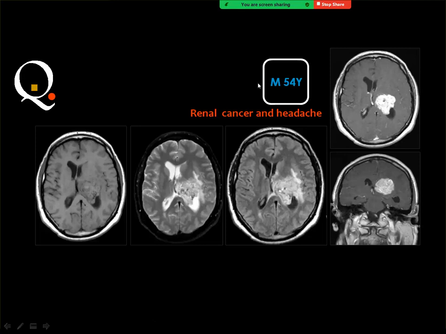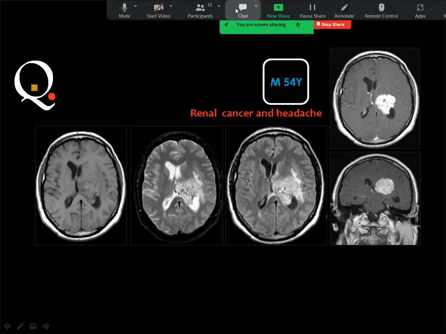This patient is 54 years old. He is known to have renal cancer and presented with headache. And this is axial T1, T2, FLAIR, contrast, axial, and coronal.